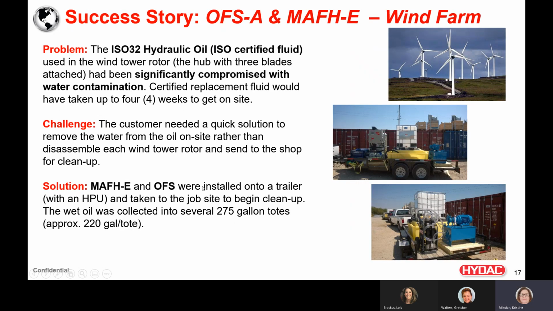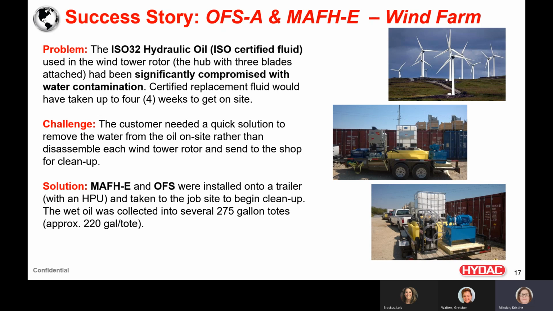Now we have combined units for dual application in a plant. This happened to be a combination of our filtration station and our MFHE dehydration station at a wind farm. So the problem here is the customer had an ISO 32 ISO certified oil that they would use in the wind tower rotor. So the rotor is the hub that has the 3 blades attached. This oil had been significantly compromised with water contamination.